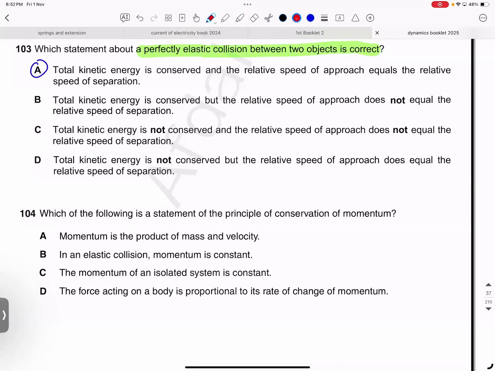Let's see what is the drawback in B, C, D. Total kinetic energy is conserved? Yes. Relative speed is not equal. Wrong. Not equal. Wrong. Energy is not conserved. Wrong. Option A. So such questions we can solve within a twinkle of an eye.